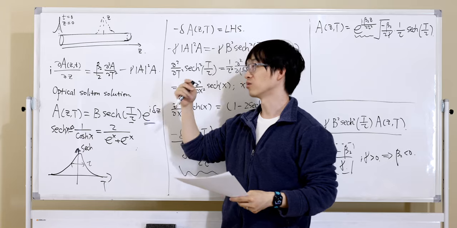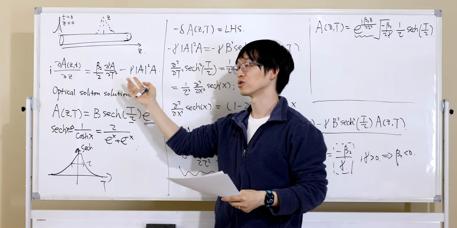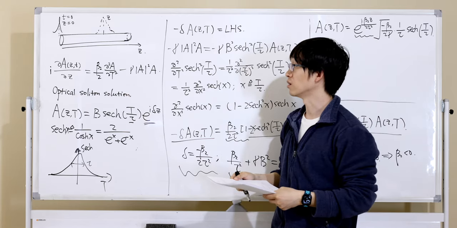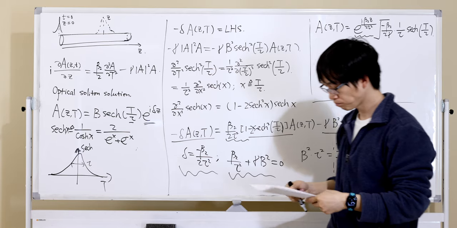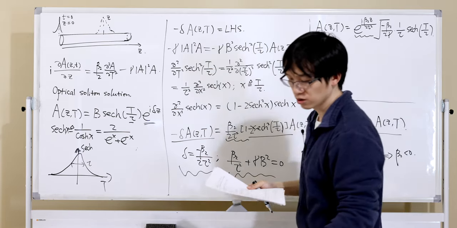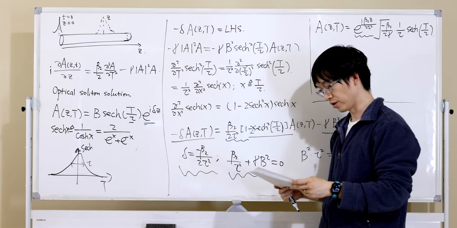So what that also means is that a lot of phenomena linked to the Schrodinger equation can actually be observed in a fiber system. There are a few discussions in the notes that I'm not going to go into.